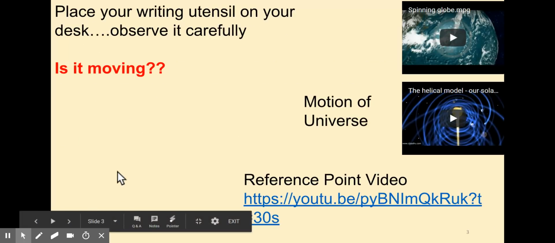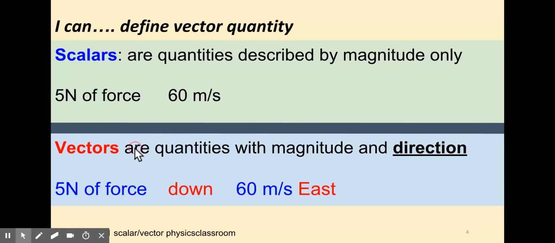We talked briefly yesterday about if something is moving or not. We also did assignment number 1 about scalars, which are quantities that have magnitude only, and vectors, which have magnitude and direction. Those are questions on your paper.